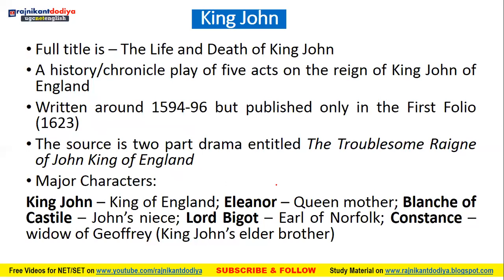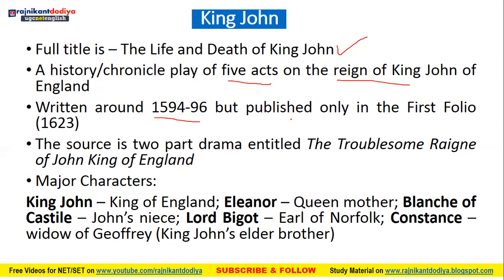So the first one is King John, and the full title is The Life and Death of King John. Yes, friends, it is the full title of this particular historical play. And this is a chronicle play of 5 acts. All the plays of Shakespeare are written in 5 acts. Don't forget this. So 5 acts are a common characteristic of his plays, and it is on the reign of King John of England, his ruling.